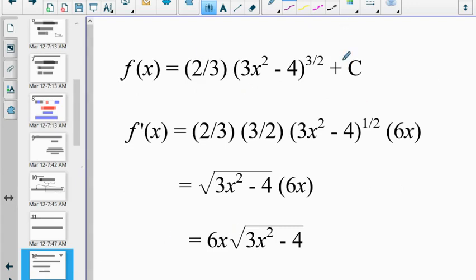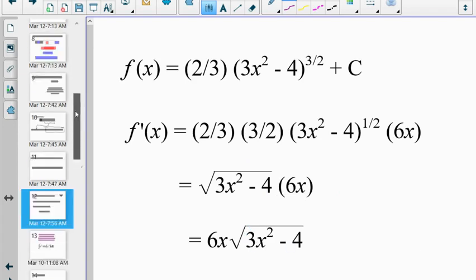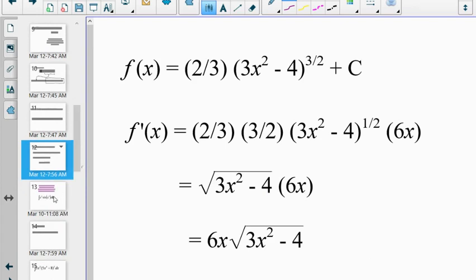If this is my function, the derivative, let's see, 3/2 times this stuff to the positive 1/2 times the derivative of the stuff inside, the 6x. 3/2 times 2/3 cancels out. And I just rewrite this in the form that it was. So it does work. This is legitimate mathematics that I'm showing you today.